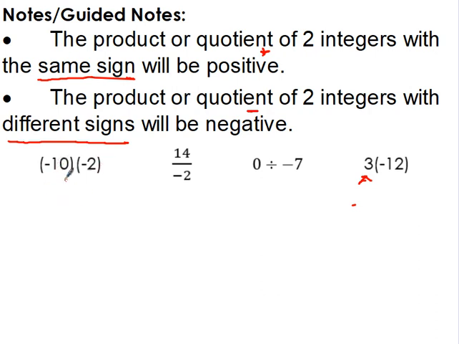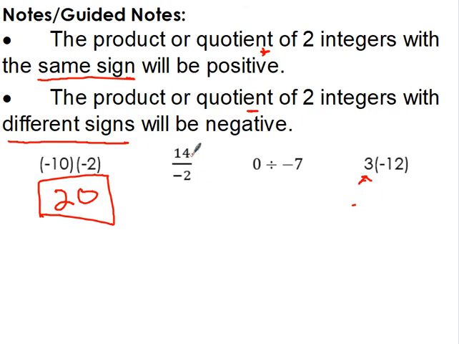So I'm just going to multiply like I normally do. 10 times 2 is 20. And now I look, multiplying the same sign, so my answer is positive. So my answer is just positive 20. I know that's a little weird. Some people get confused by why a negative times a negative is positive. But if we follow our rules, multiplying two integers with the same sign, the answer is always going to be positive.